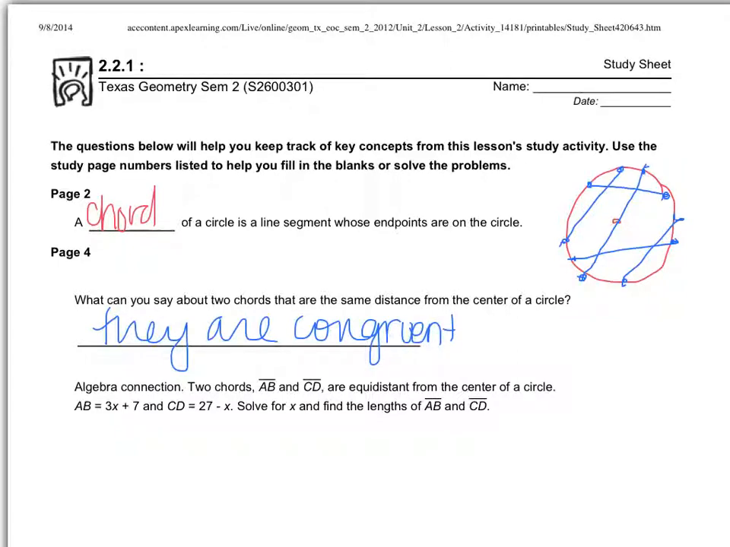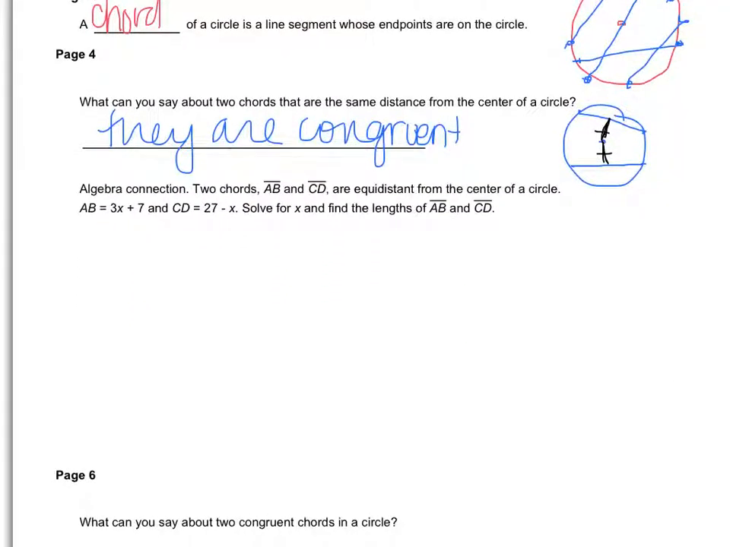So if I have a circle with a center, and I have a chord, and I have another chord, and I know that the distance from here to here is the same as the distance from here to here, then what I know is those two chords are also congruent. So it says two chords, AB and CD, are equidistant from the center. If they're equidistant from the center, that means the chords are equal.